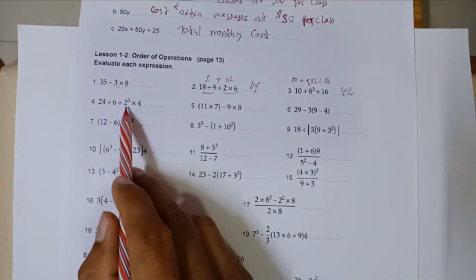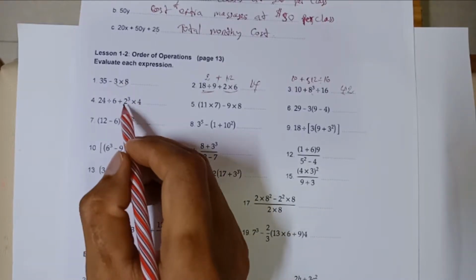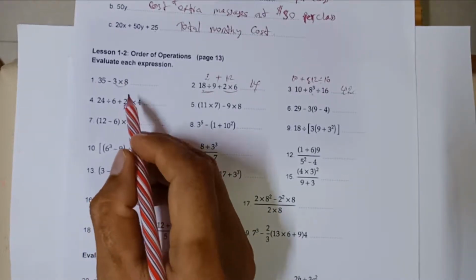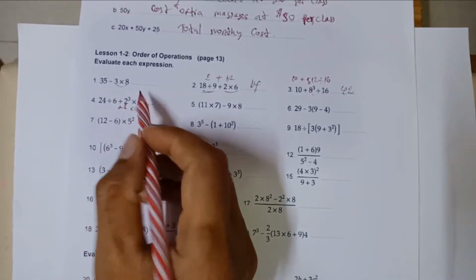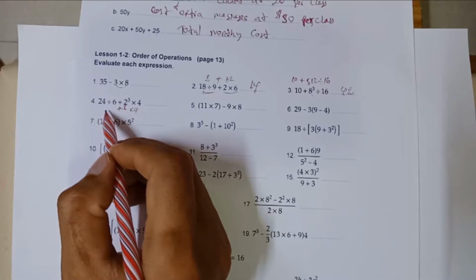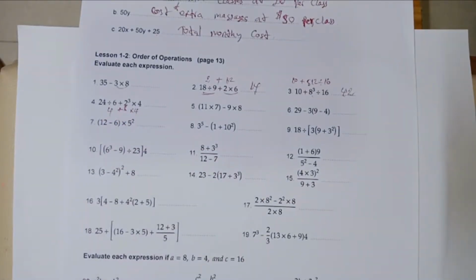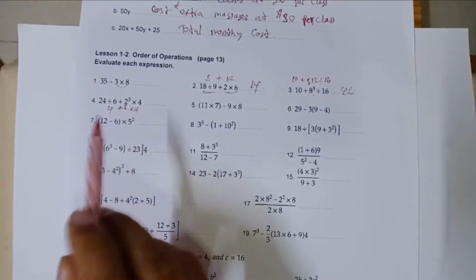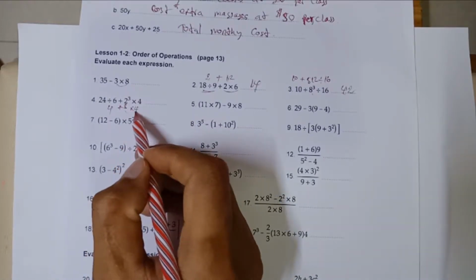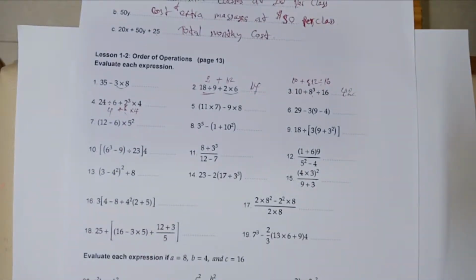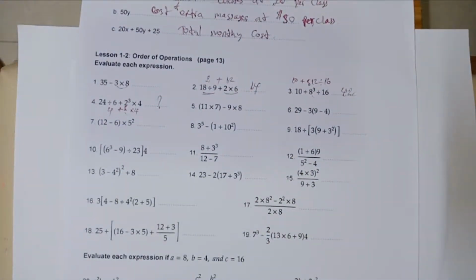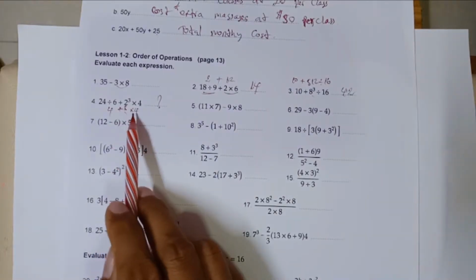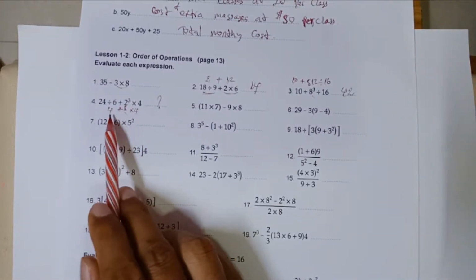Number 4, you work on the power of 3 first. 2 to the third, you have 8. After you have 8 times 4, and then 24 divided by 6, you have 4. So 4 plus 8, and after that you multiply this together first. So 8 times 4, and then plus 4. You work this one by yourself. I'll give you the way of doing it. So 8 times 4 first, you multiply first, and then you add later.